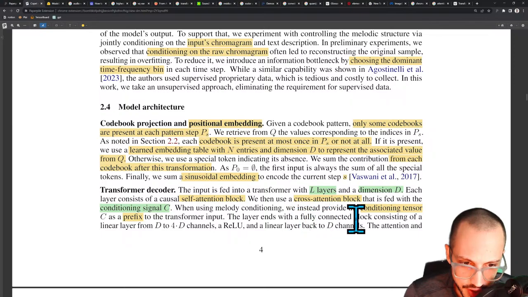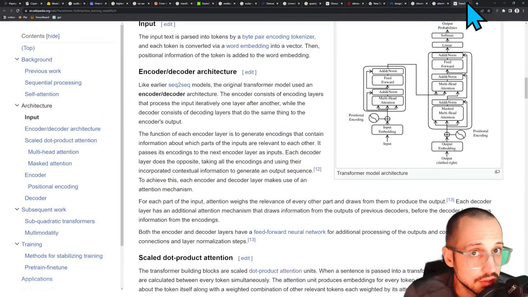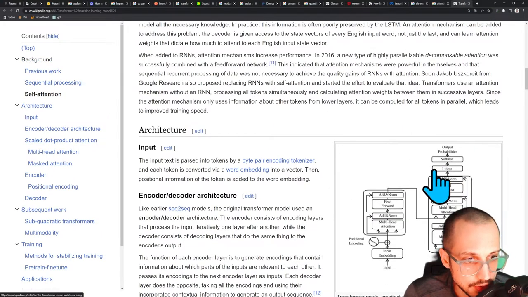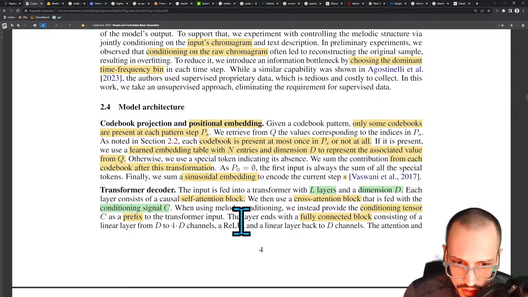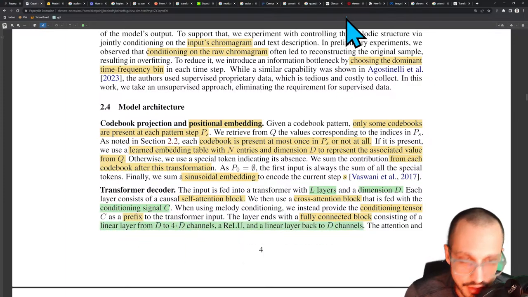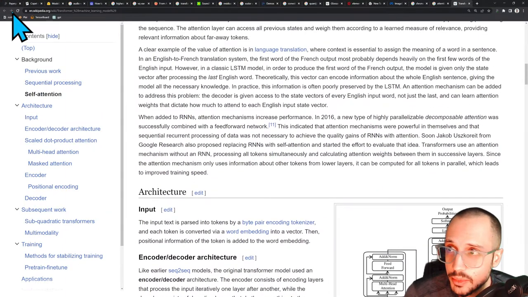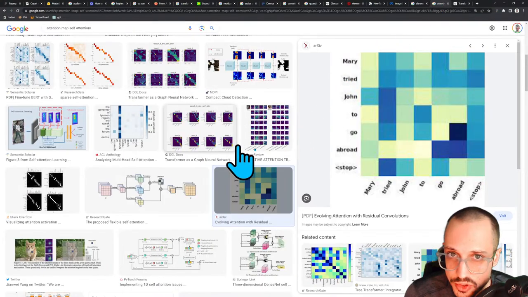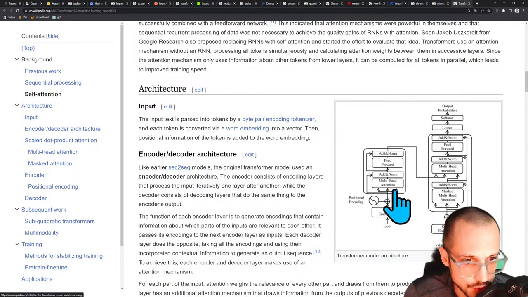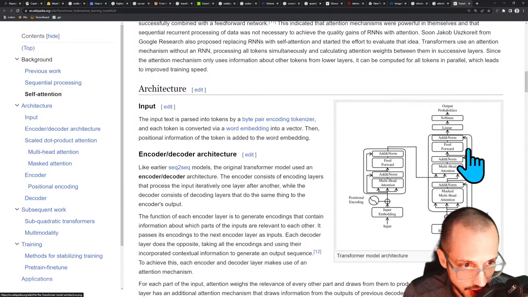The layer ends with a fully connected block. This is the little linear MLP right there, consisting of a linear layer from D to 4 times D channels, a ReLU, and then a linear layer back to D channels. So this is just a little neural net at the top of their transformer blocks, which is pretty common; most transformers do that. They have the actual attention: here you have self-attention, here you have cross-attention, and then usually a standard feed-forward here.